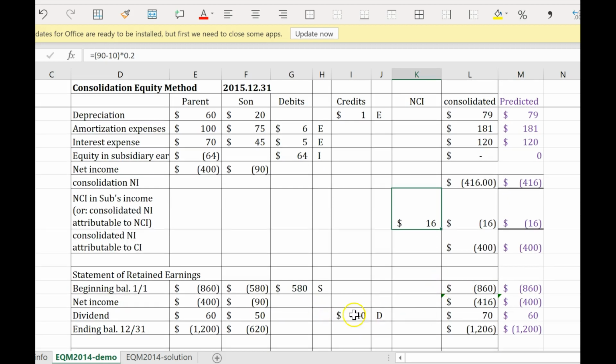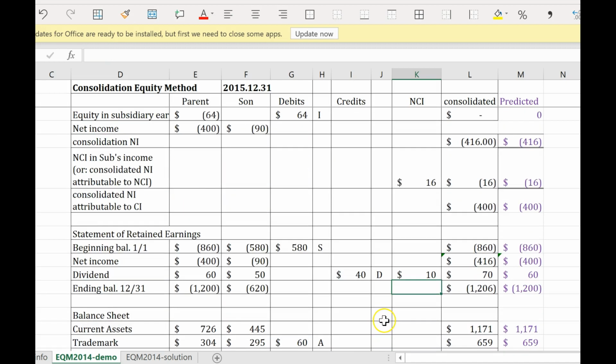Corresponding to the D entry, the NCI also receives 20% of the dividend paid by the subsidiary. So that is the 50,000 multiplied by 20%. That's 10,000.